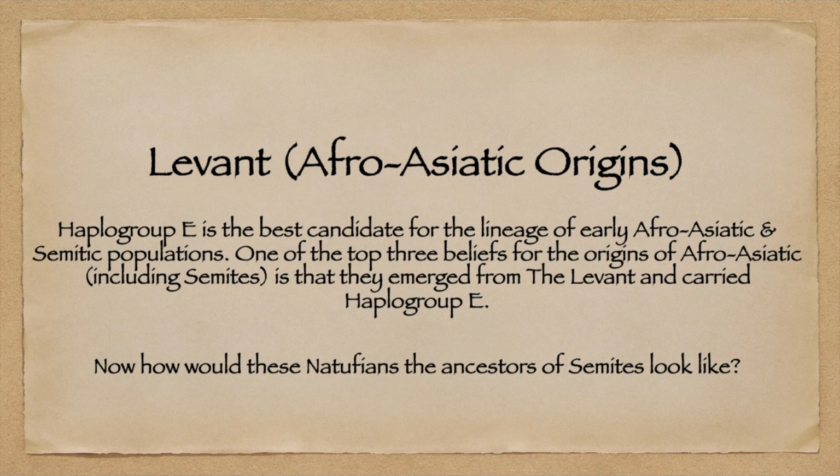One of the top three beliefs for the origins of Afro-Asiatic, including Semites, is that they emerged from the Levant and carried haplogroup E. Now, how would these Natufians, the ancestors of Semites, look?